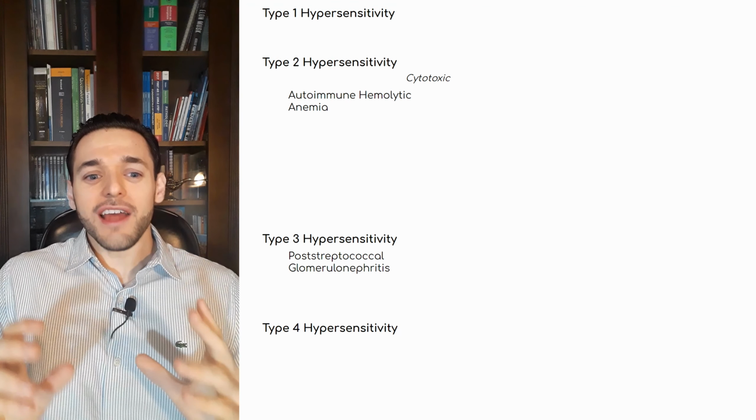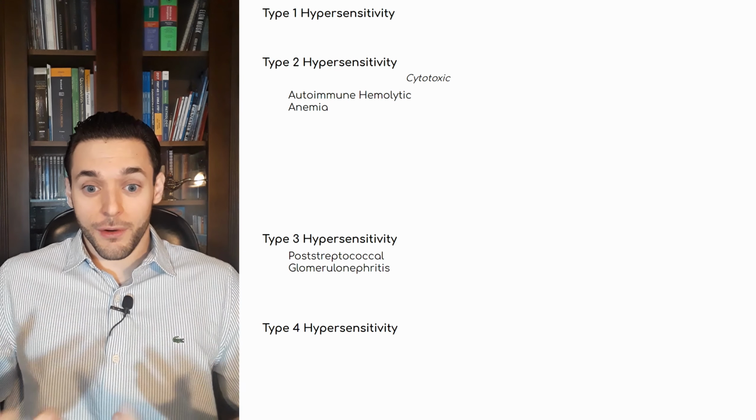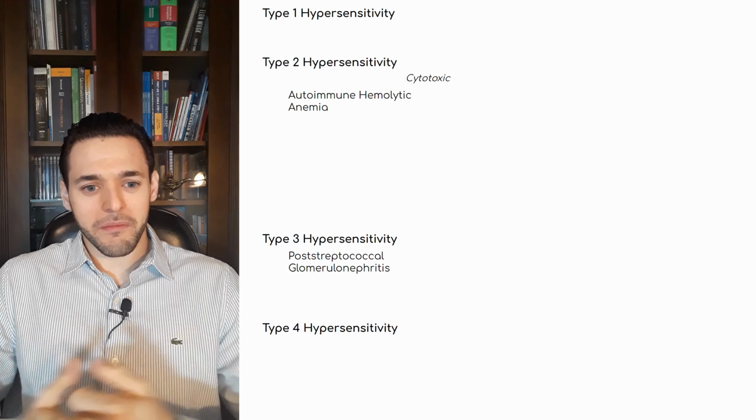Specifically, cytotoxic type 2 hypersensitivity, because the red blood cells are being lysed, destroyed.